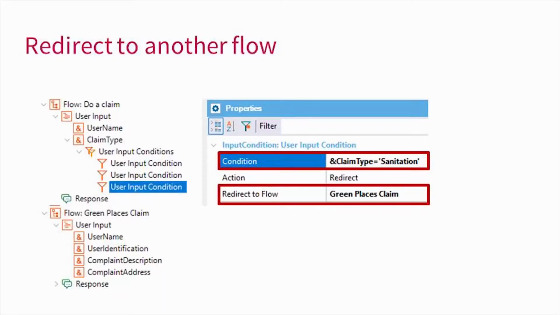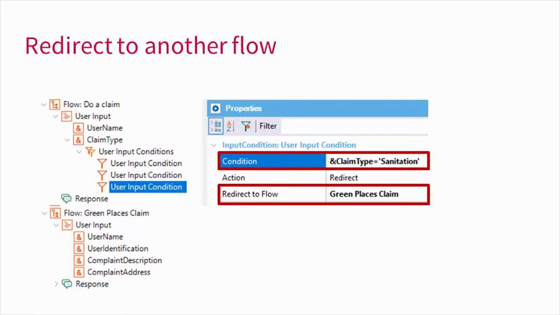The flows solve the intention, but it may happen that the flow in itself does not solve it, and it's necessary to redirect to another flow. Let's say that we want to make a claim, and it's necessary to get more information from the user. For example, claim type sanitation. We ask, where's the problem?